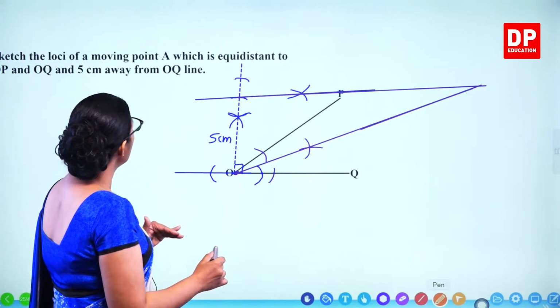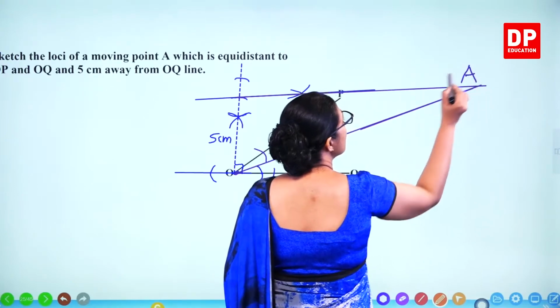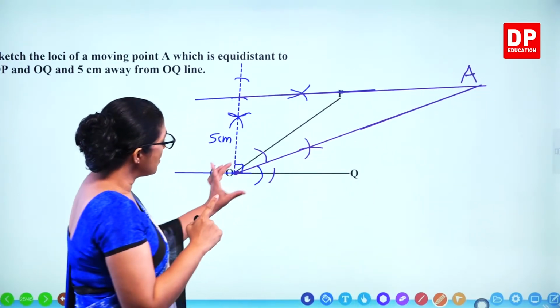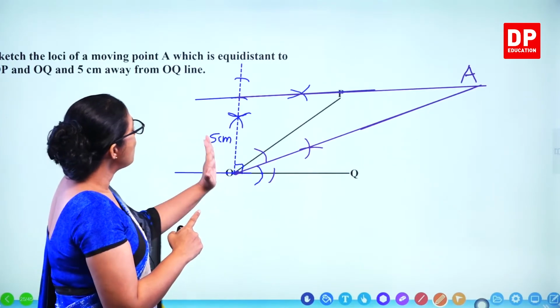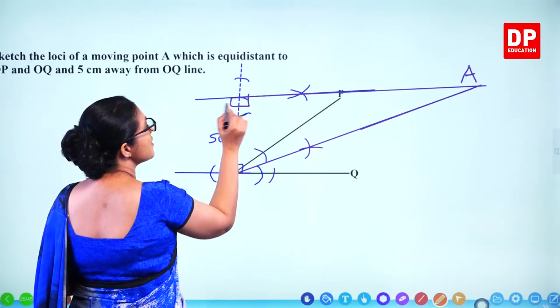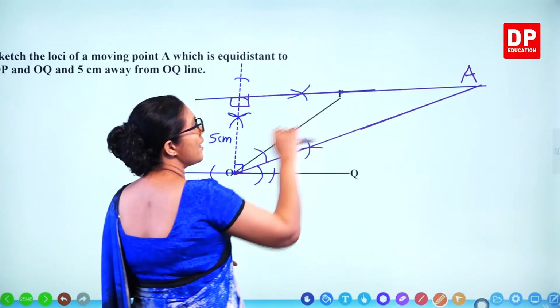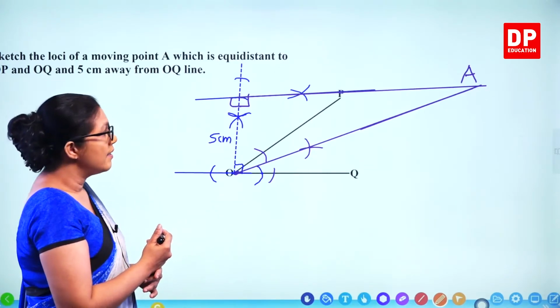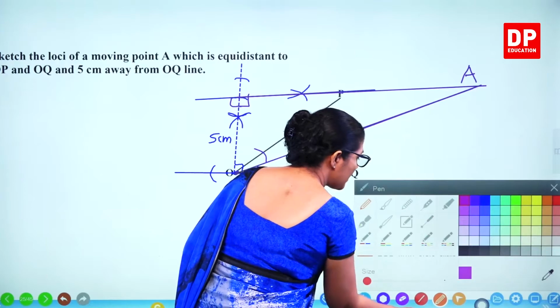Sketch the loci of moving point A. So that's point A. Equidistance to OP and OQ and 5 centimeters away from that. So this is 90 degrees. So 5 centimeters to OQ line. So you can sketch it. So you get 2 marks for that.